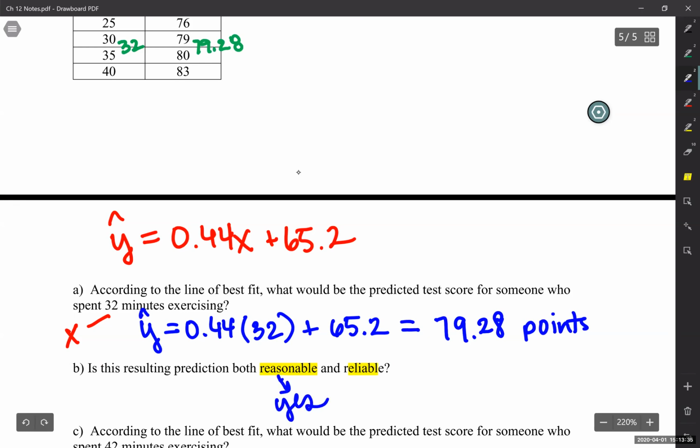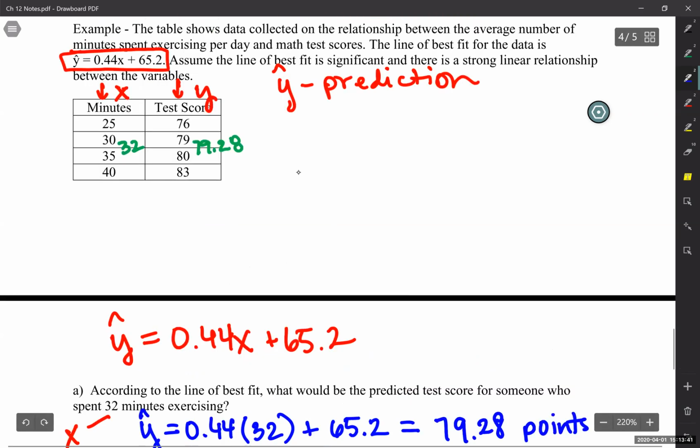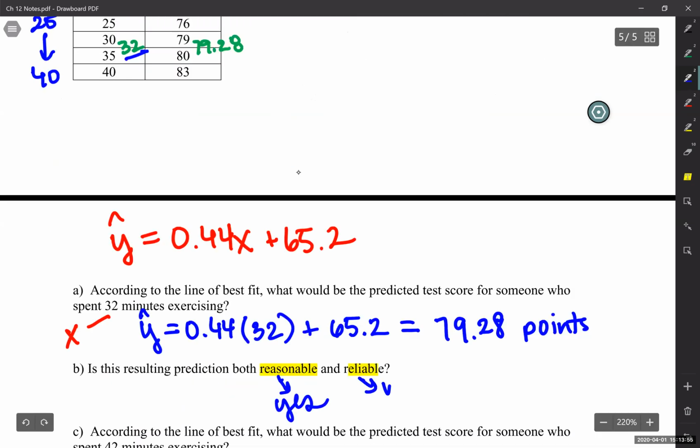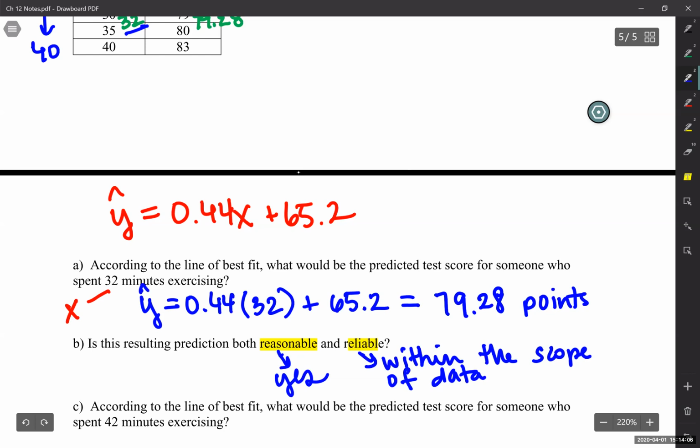And then, is it reliable? What we want to know is whether it is within the scope of the data. So again, I go back up here, and 32 minutes is right here in the middle because I go from 25 all the way through 40. 32 is inside that interval of 25 to 40 minutes. So it is reliable because it is within the scope of data. That's the generic way of answering this question. It's reliable because it's within the scope of data.